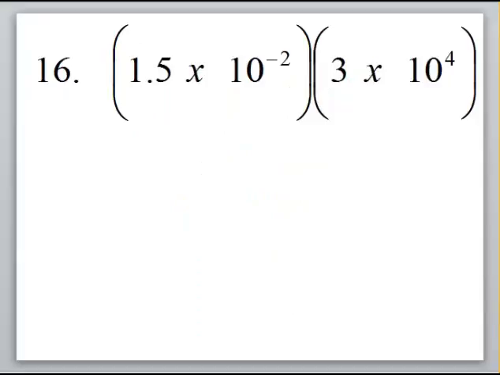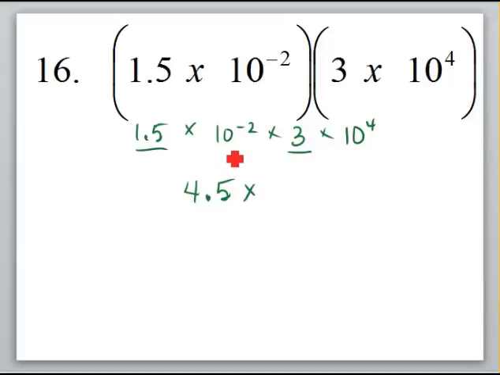In my last two problems here, what I really have is parentheses, which means I'm multiplying, but everything in between is being multiplied as well. So we can multiply these in any order we so desire. Because of the rules of multiplication, we can do it in any order we want, it would be much easier for me to multiply 1.5 times 3, which gives me 4.5, and then to use my rules of exponents, which says keep your base and add your exponents together. Negative 2 plus 4 is 2.